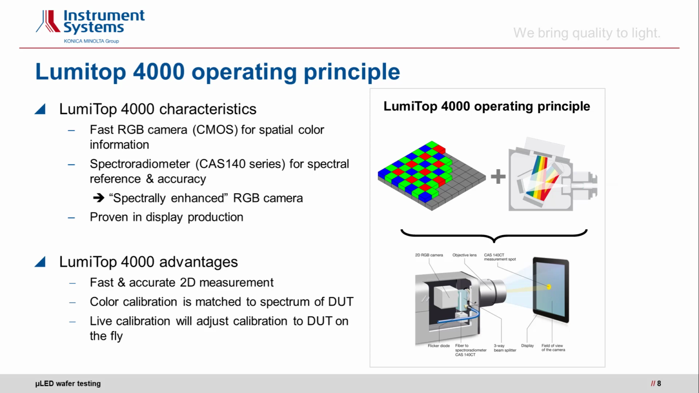Now, the big advantage of the Lumitop 4000 is that you have very fast measurement, you have very accurate measurement, and everything in 2D. And the 2D measurement capability brings a big speed increase. The color calibration is matched, or can be matched, to the spectrum of a DUT. And we are even providing now a live calibration, which will adjust the calibration to the DUT on the fly, for example, if the wavelength of the dies changes across the wafer.